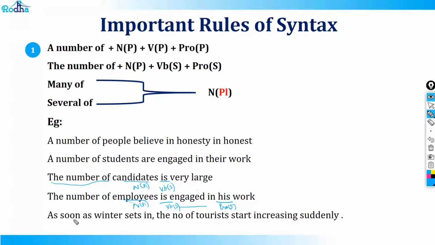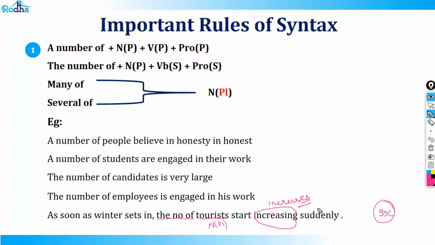Right? Now the next sentence. This is a sentence which came in an exam. As soon as winter sets in, the number of tourists start increasing suddenly. Now you have to tell me, is this sentence correct or wrong? This is the question which came in the SSC exam. Now let's see this sentence. As soon as winter sets in, the number of tourists, the noun is plural. With the number of, the verb should be singular. So it should not be increasing. It should be increases.